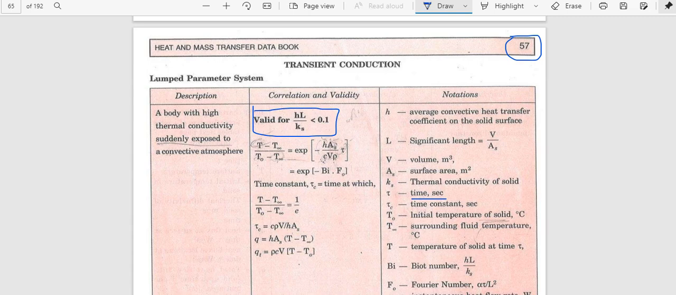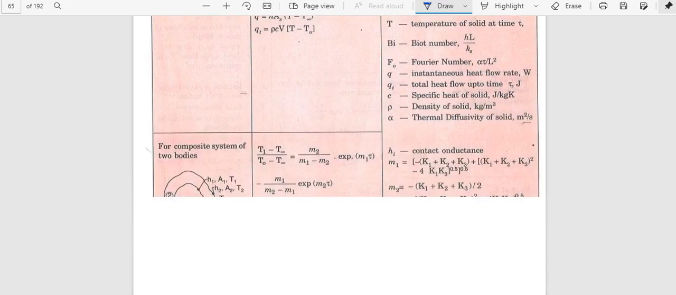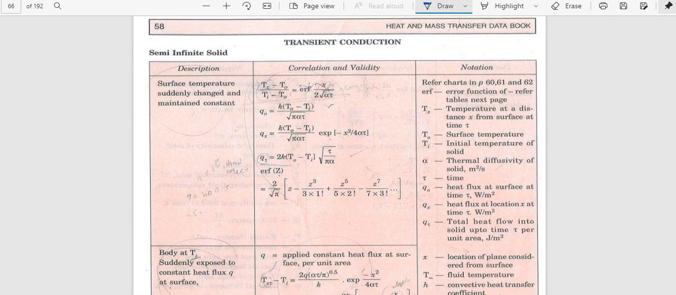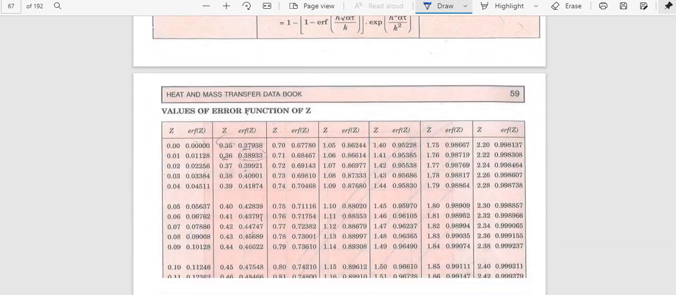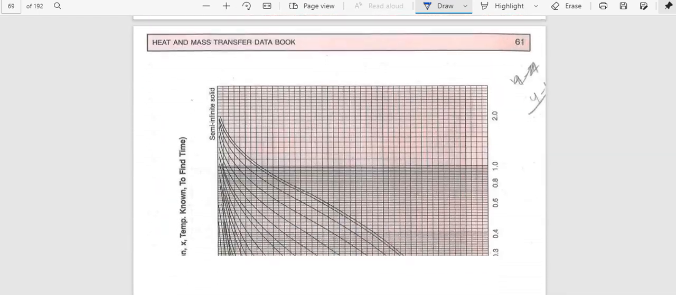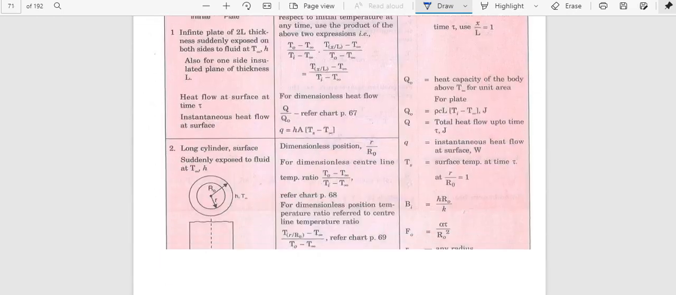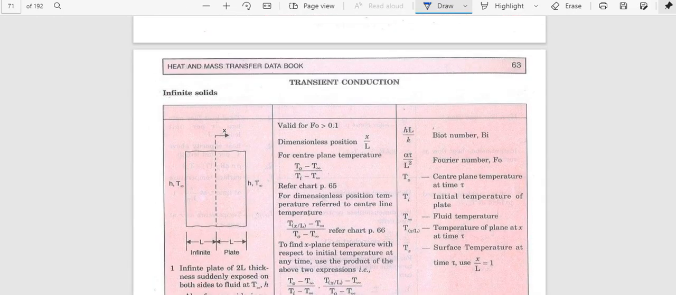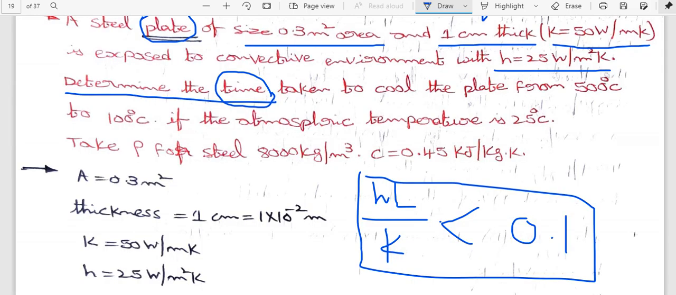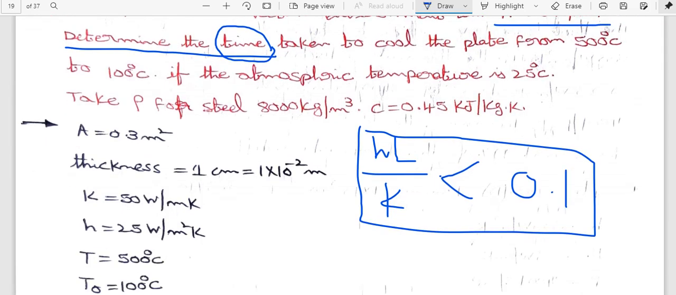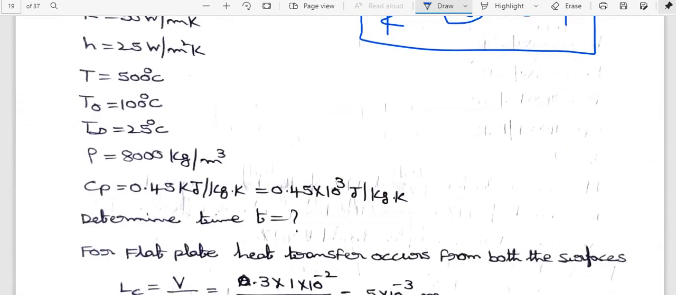hL/k being less than 0.1, or otherwise we have to check whether it is less than 0.1 or greater than 0.1. Here it is valid for Fourier number less than 1 or greater than 1. First of all we need to check the value of this number. So what is the h value?